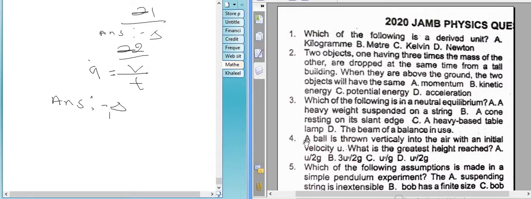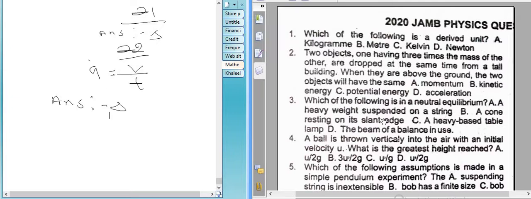Hope you get it. Then question 3: Which of the following is in neutral equilibrium? A. A heavy weight suspended on a string. B. A coin resting on its slant edge. C. A heavy base stable lamp. D. The beam balance in use. So the correct option here is B.